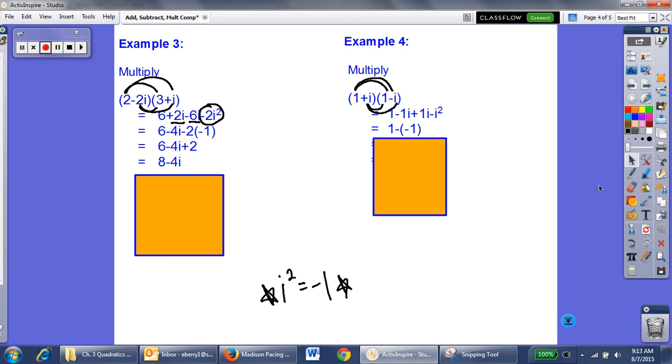Okay, look at our next step. So we wrote the 1 here. -i plus 1i, those cancel out. Negative 1 plus 1 is nothing. And then look at the negative i squared. So we have the negative sign here, and then i squared is negative 1. So don't forget to put the negative 1. That becomes 1 plus 1, which is just 2.